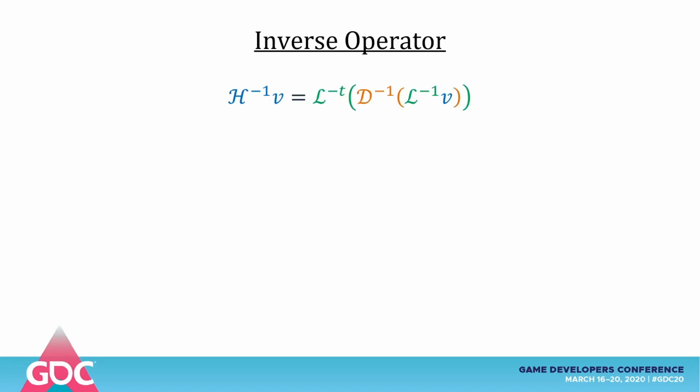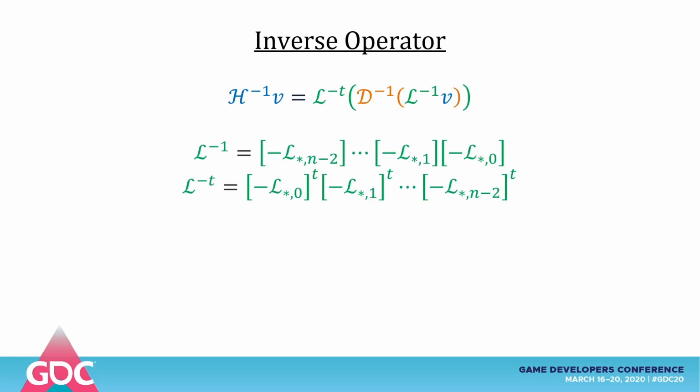We can now apply the inverse of H to a vector V, and this is equivalent to applying the inverse of the factors of the LDL decomposition in the opposite order. The inverse of the matrix L can be computed using its decomposition into the elementary matrices that we obtained during the Gaussian elimination. The inverse of each elementary matrix is simple to compute. Just negate the elements below the diagonal.